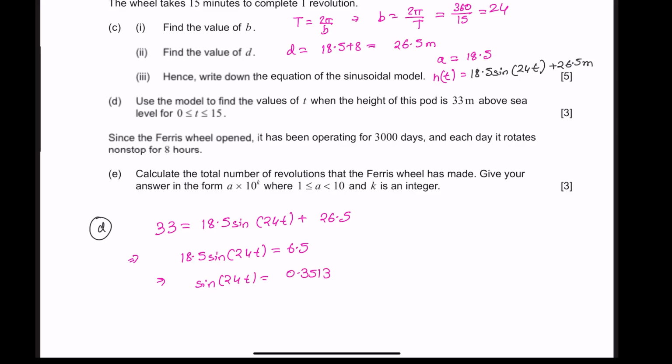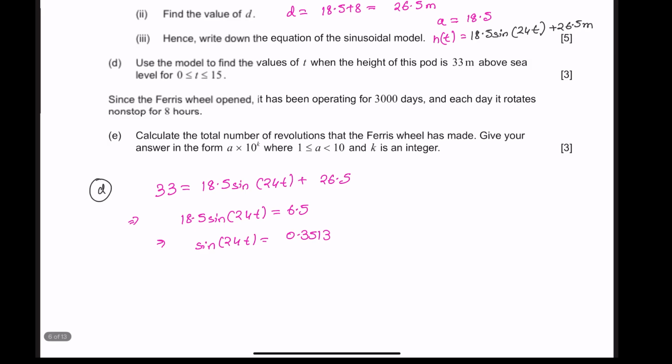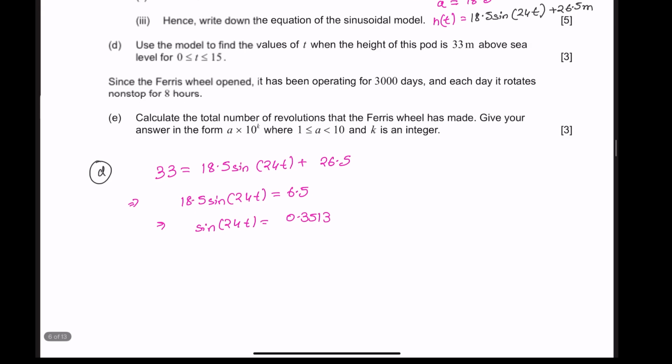equals 0.3513. Now we have to find the solutions of sine between 0 and pi, because t equals 0 to 15. Right, 15 means a whole revolution, right? Whole revolution means you have to find two solutions between 0 and 360 degrees, which occur in the first and the second quadrant. So first solution will be 24t equals 20.57 degrees. And then the other one will be in the second quadrant. Second quadrant is 180 minus theta. So other solution is 180 minus 20.57.